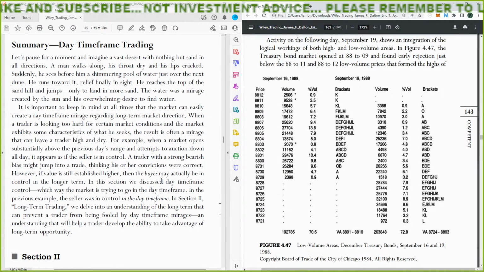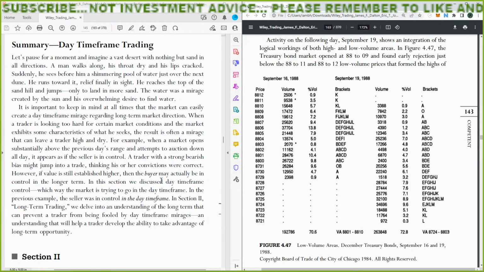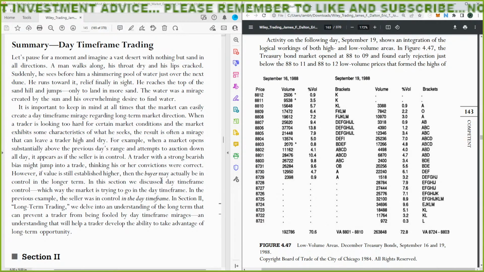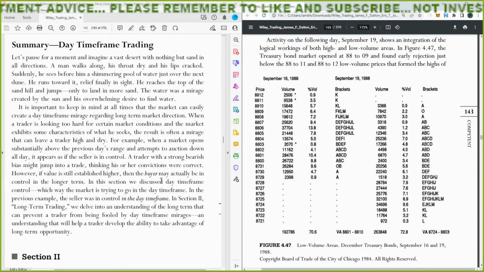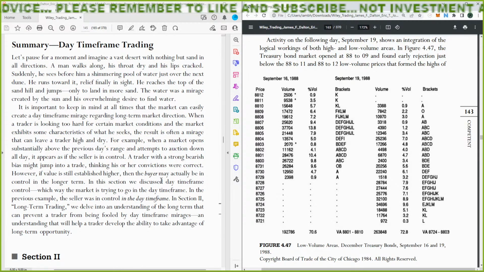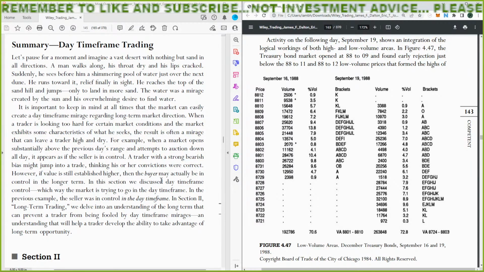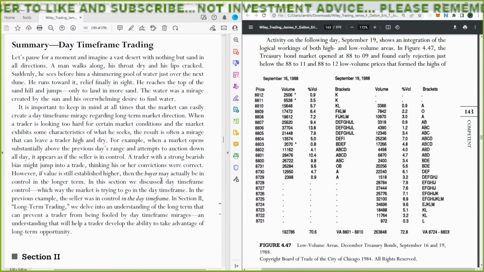It is important to keep in mind at all times that the market can easily create day time frame mirages regarding long-term market direction. When a trader is looking too hard for certain market conditions and the market exhibits some characteristics of what he seeks, the result is often a mirage that can leave a trader high and dry.